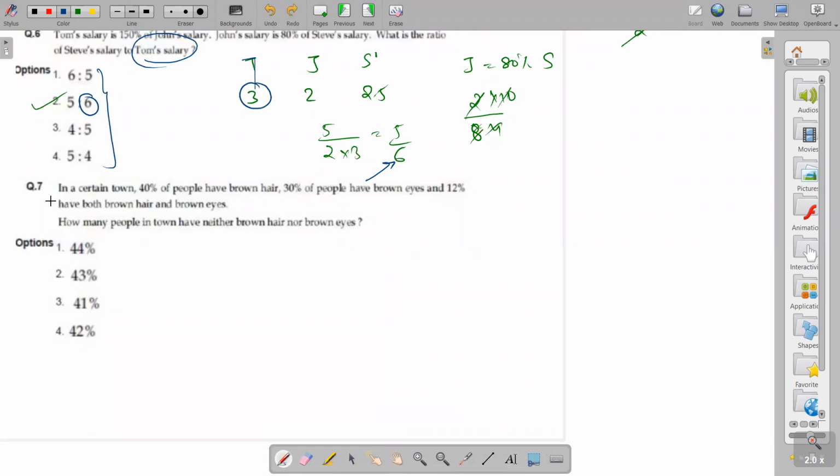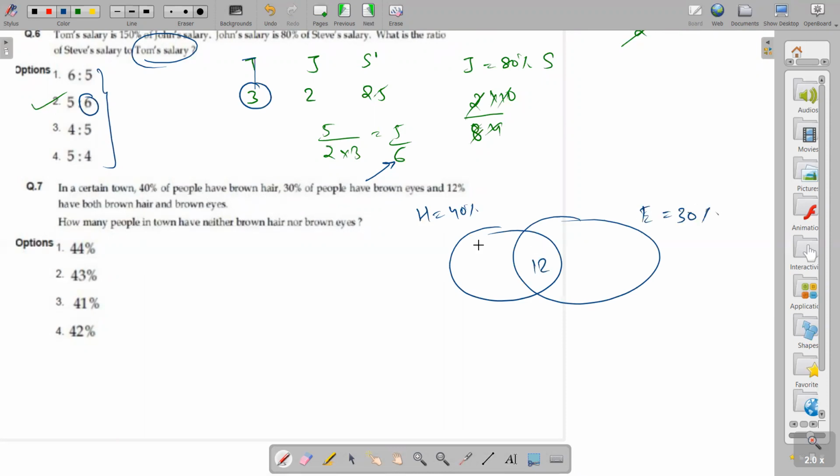There are two approaches to this question. One is the formula, another is the Venn diagram. I'll show you how to do both. There is a town. 40% has brown hair, 30% has brown eyes, 12% has both. 40 minus 12 is 28, 30 minus 12 is 18. So we have to add this much. 28 plus 12 is 40, 40 plus 18 is 58%.